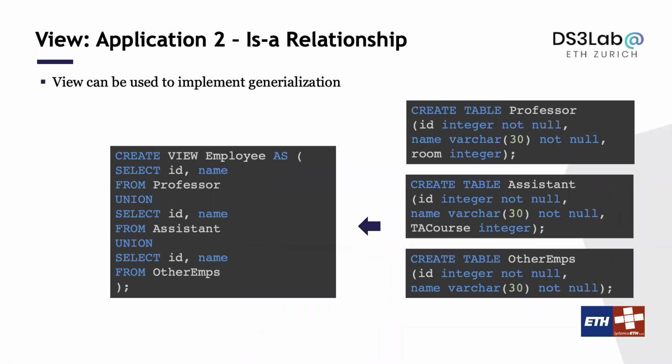By using this view, you actually don't care how the relations are organized under the cover. It might be a single relation like this. It might be three different relations. That's not the job of the user to worry about.